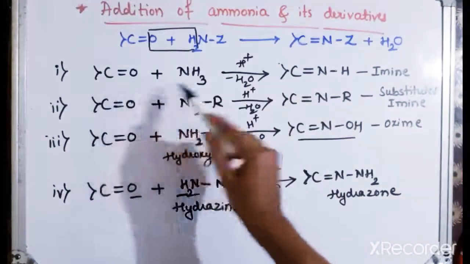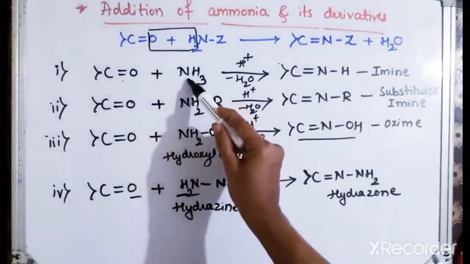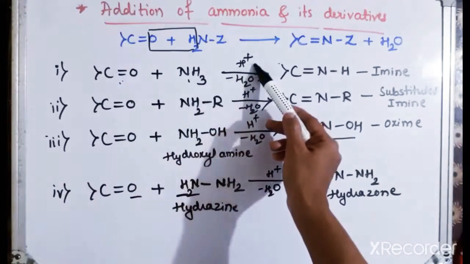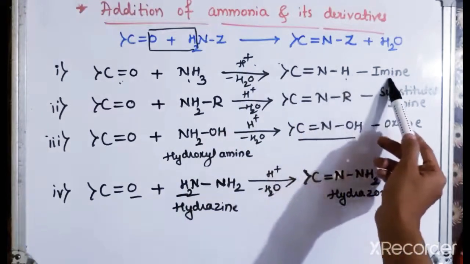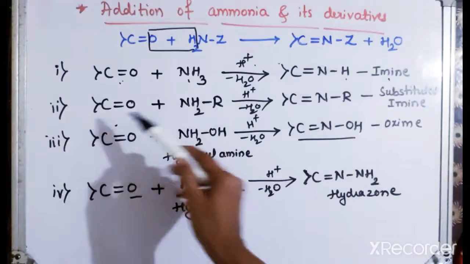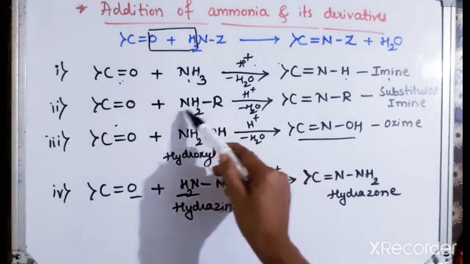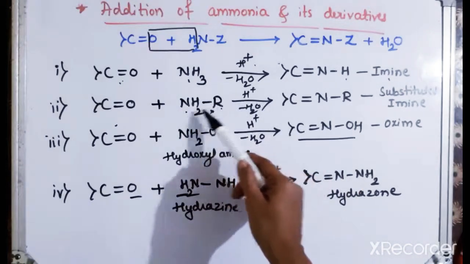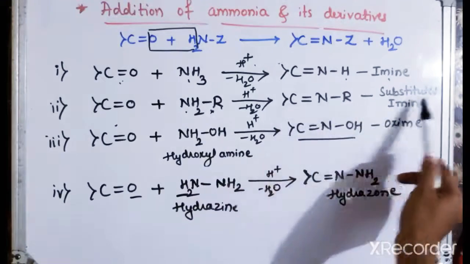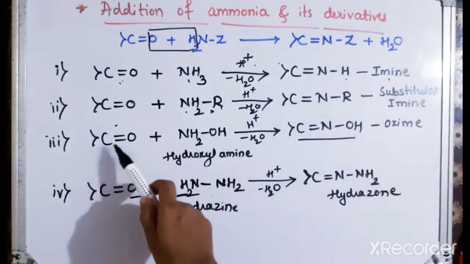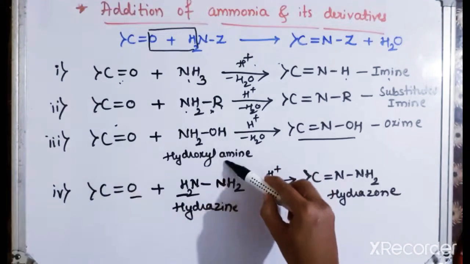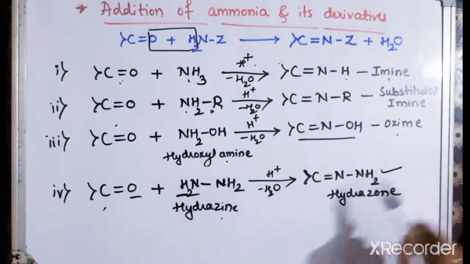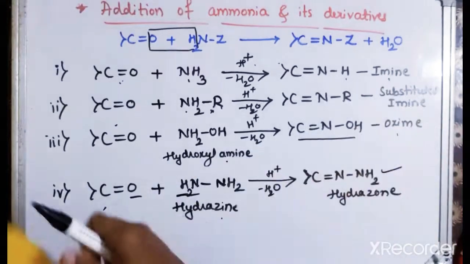I'll repeat it again. Aldehydes and ketones react with ammonia in the presence of an acid, resulting in the formation of the respective imine. Aldehydes and ketones react with substituted amines, or amines, these are nothing but RNH2 amines, to give substituted imines. Aldehydes and ketones react with hydroxylamine to give oxime. Aldehydes and ketones react with hydrazine to form hydrazone. Okay, remember.